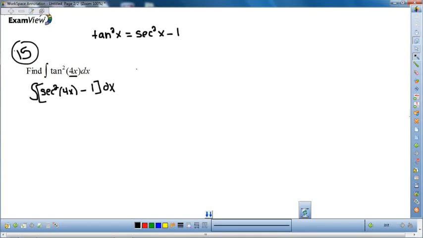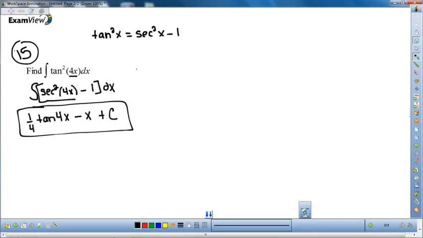The antiderivative of secant squared is tangent. And don't forget that you have to divide by the derivative of the inside, since we're taking the antiderivative instead of taking the derivative. If we take the derivative, we multiply. If we take the antiderivative, we divide. The antiderivative of 1 is x, and then don't forget your plus c.